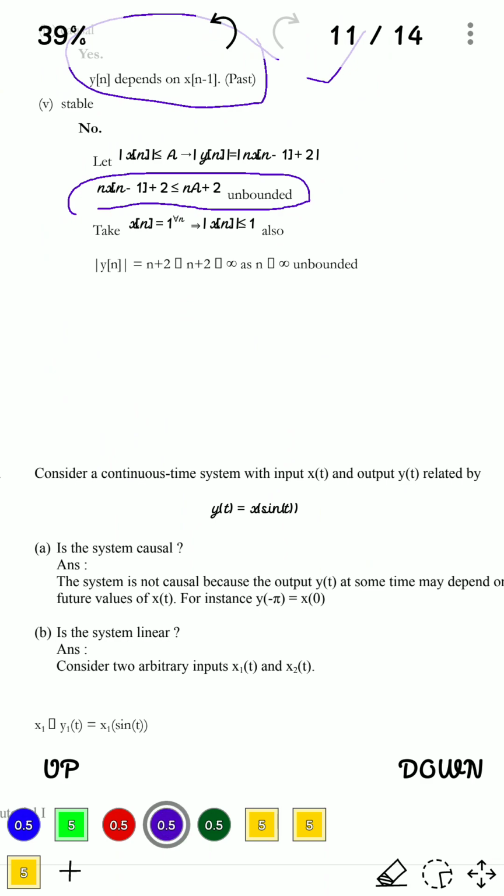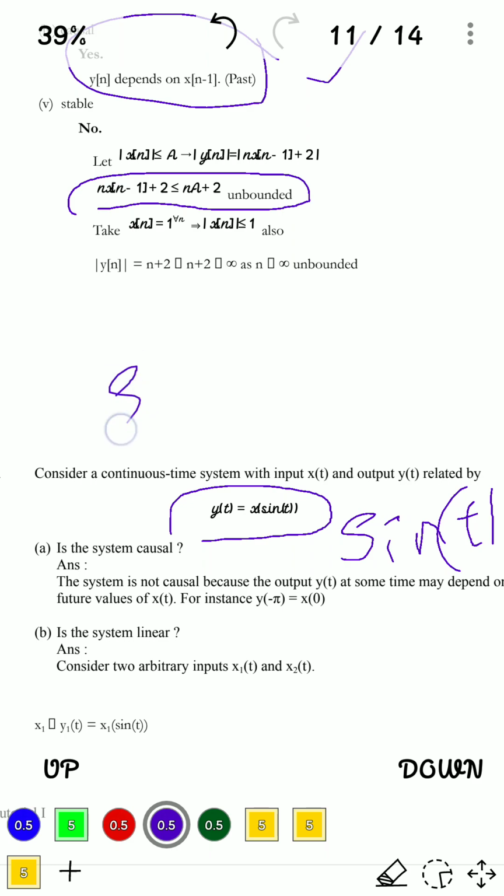So now coming on to another question, this is x of sin t, right? So the question is with respect to sin t, which I have already told. In the case of sin t, when you substitute the value like sine of 2 or sine of 3, you just have to check it with a calculator. You can use your calculator to check sine of 2, sine of 0, sine of 1, and so on, right? So therefore you can directly say that this system is not causal as well as not memoryless, right?